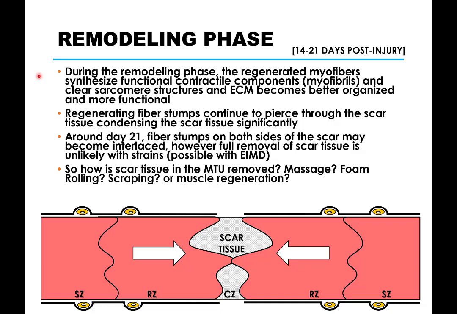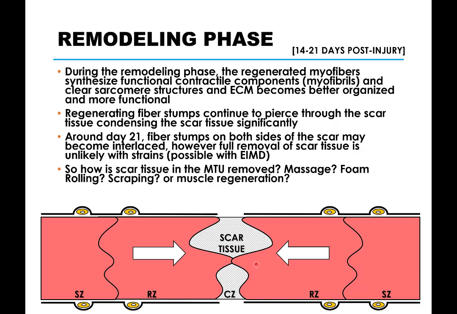Also during this remodeling phase, the ECM is reconstructed, also through the process of fibrogenesis. So yes, this involves the activity of those myofibroblasts. During the remodeling phase, around day 21, the fiber stumps begin to interlace, as you can see in this figure, as long as the scar tissue is minimal and there's no presence of fibrosis. This usually occurs with light strains or EIMD situations, but not high-grade strains.